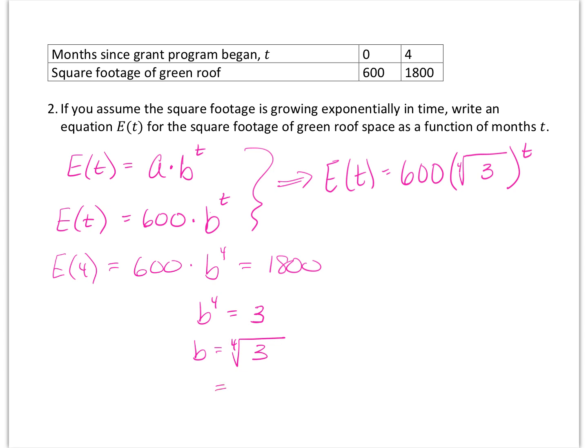Now, the 4th root of 3 is always also the same thing as 3 to the 1/4. So I could rewrite this as 600 times 3 to the 1/4 t, or 600 times 3 to the t over 4. Any of those is an acceptable answer.